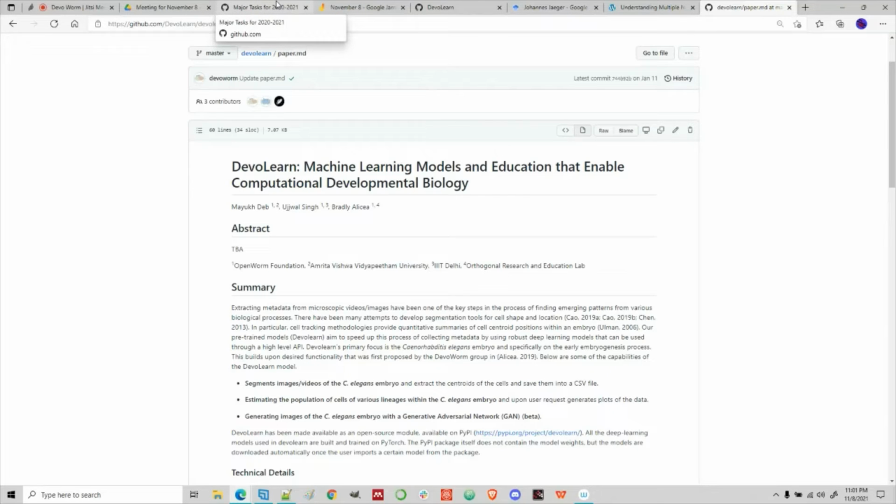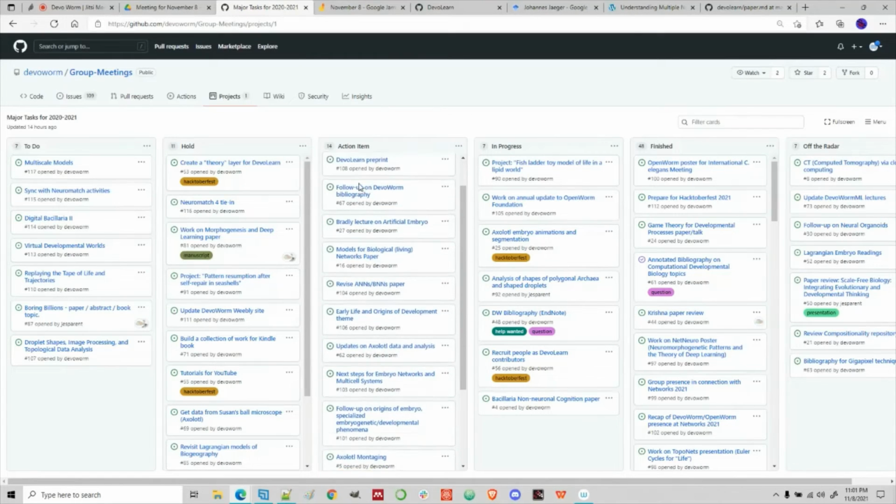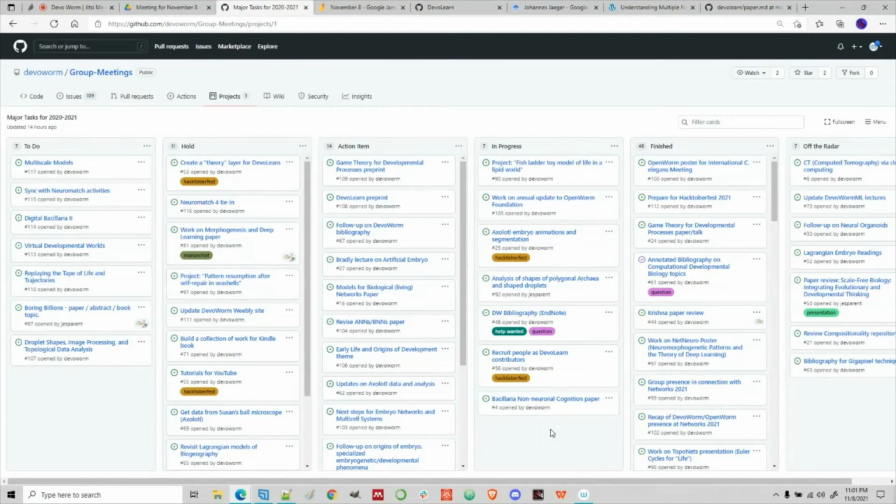Okay, now I think we'll move on to papers here. I have the major task board, and I don't want to spend too much time on that. Suffice it to say that I just want to bring this back into people's consciousness. We have a lot of these issues floating around, and some of them are very old. This is the DevoWorm preprint one, which has been in action items for a while, and I apologize that I haven't been more proactive on that, but as you can see, we have a lot of things moving, like the NeuroMatch 4 tie-in, which I still haven't worked out, but I think we're going to do something for NeuroMatch 4. NeuroMatch 4 is right at the beginning of December, so we'll do something maybe concurrently with it. So keep an eye out for that.